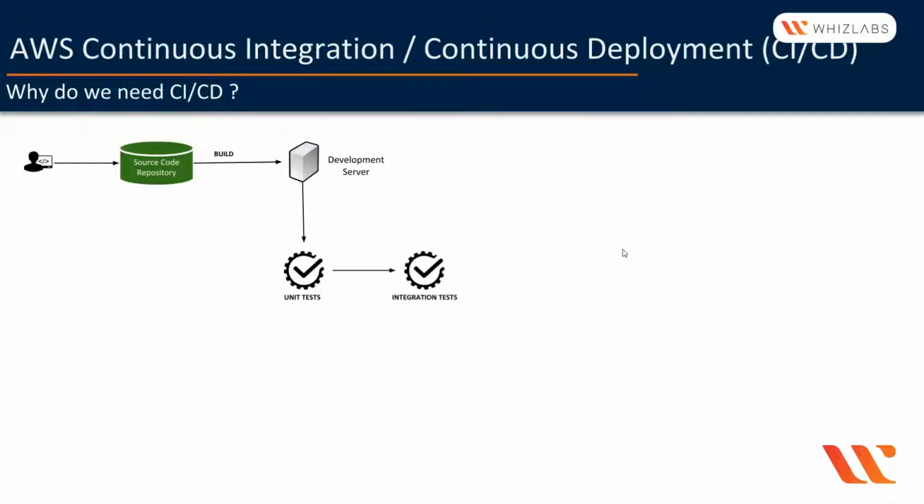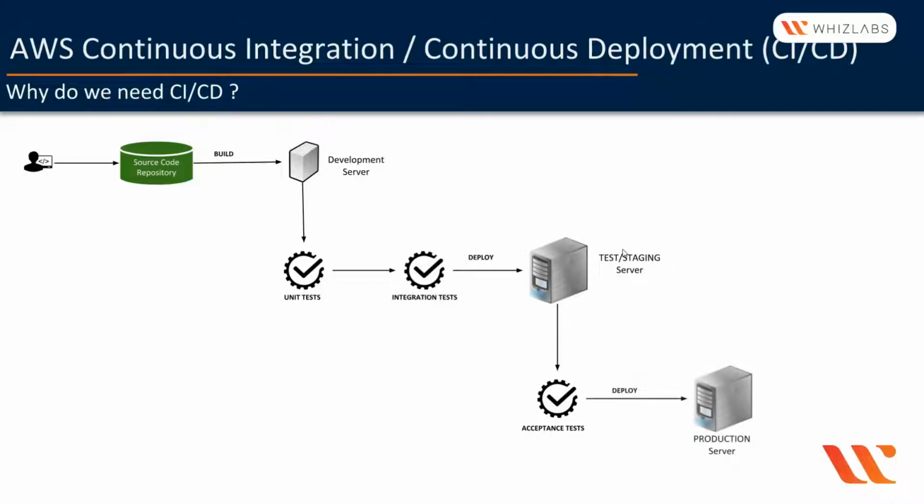Once successful, you deployed the code to your test or staging environment, where acceptance testing will be done by a testing team or through automated test cases. And once successful, you deploy the code to production. This is a typical development lifecycle, right?